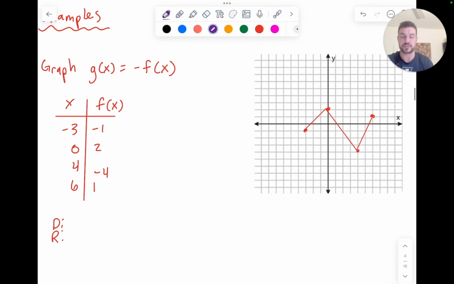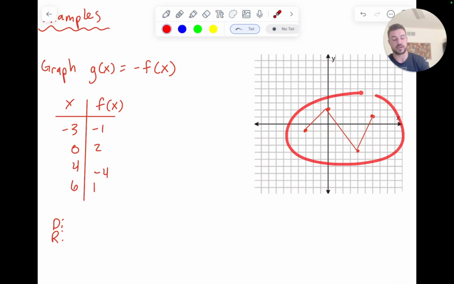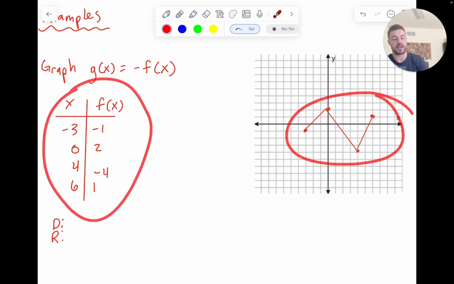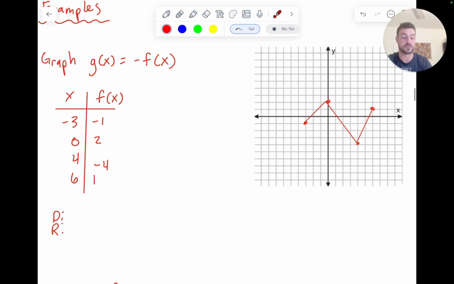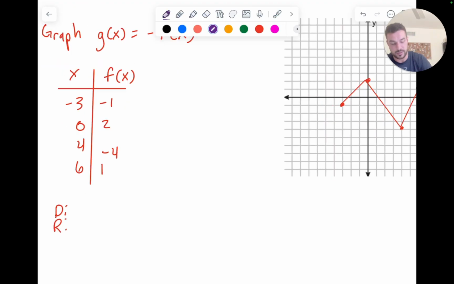So this is one where I created an f of x. That's this right here. And I've got a table of values that I use to help me plot it. Now we can talk about the domain and range of our function, which is helpful. All right, remember domain is left to right. So the furthest left I go is this point right here, which is -3.